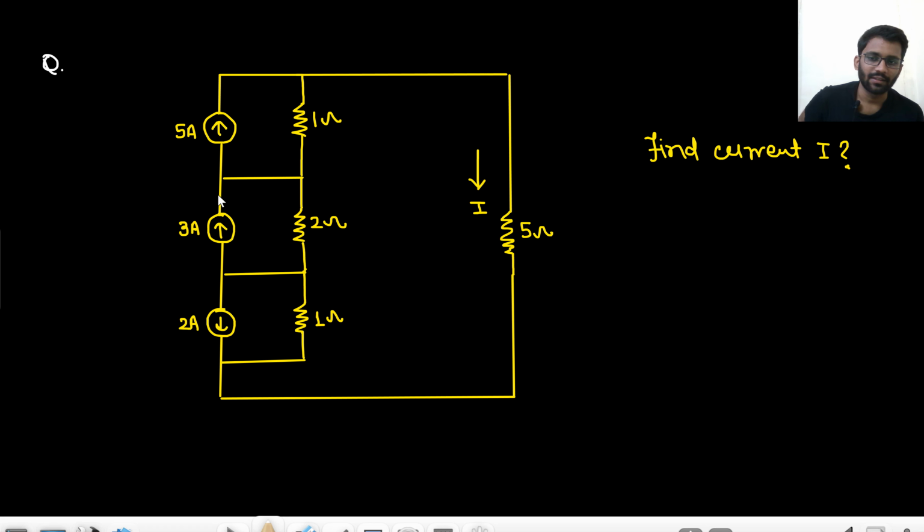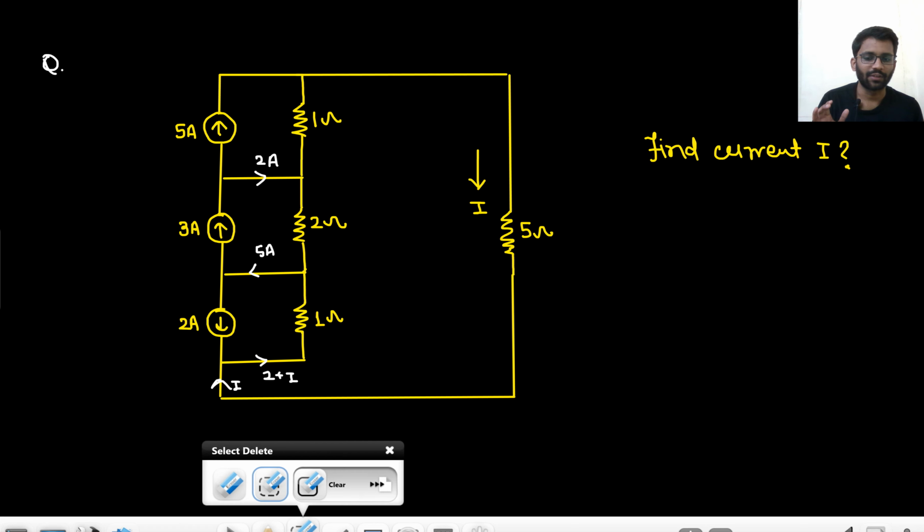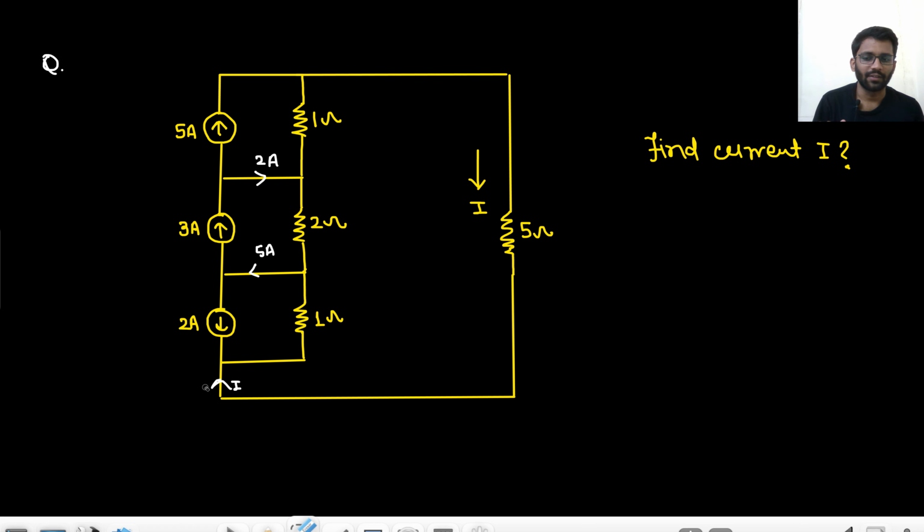How can you find the current? Like 3 ampere current is going that way, and 5 ampere going that way. That means 2 ampere current is going that way. And now 3 ampere here, 2 ampere here, that means 5 ampere current here. And if this is 5 ampere and this is I ampere, then this will be 2 plus I. Then this will be 5 minus 2 minus I. So that's how you can find the current. Okay, but it will be a bit hectic task, right? There will be a lot of calculation.